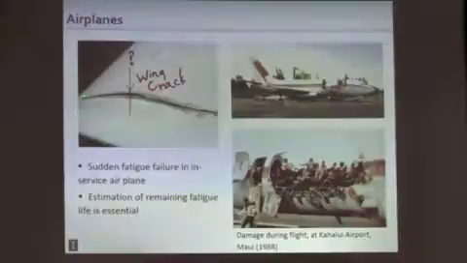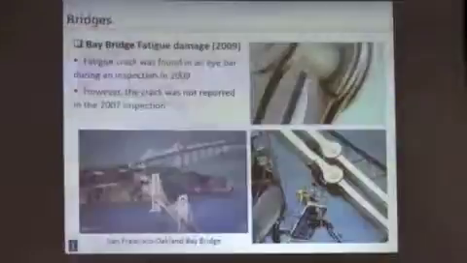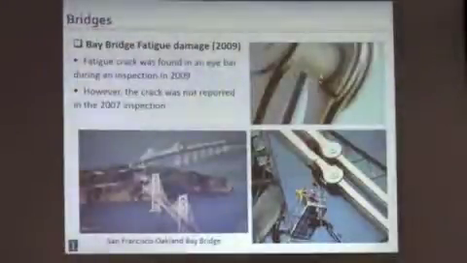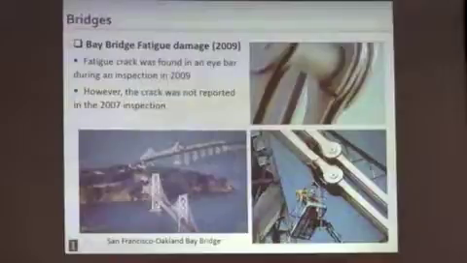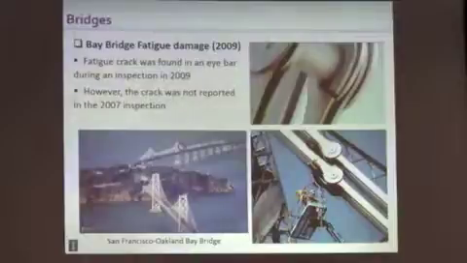Here are some other examples of fatigue. This is a crack in the wing. This is where the fuselage was damaged, if you guys remember this 1988 flight to Hawaii. This is that I-bar that I mentioned on the Bay Bridge. In the 2007 inspection, there were no problems. In the 2009 inspection, the crack had already grown to failure. This is just an indication that 90% of that fatigue life is spent in crack initiation.